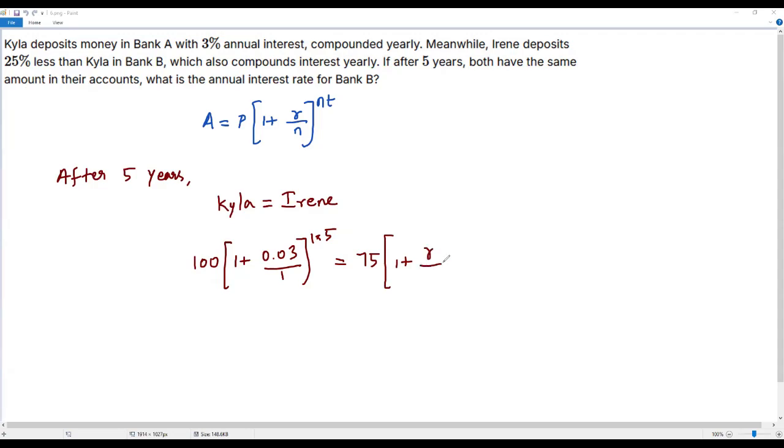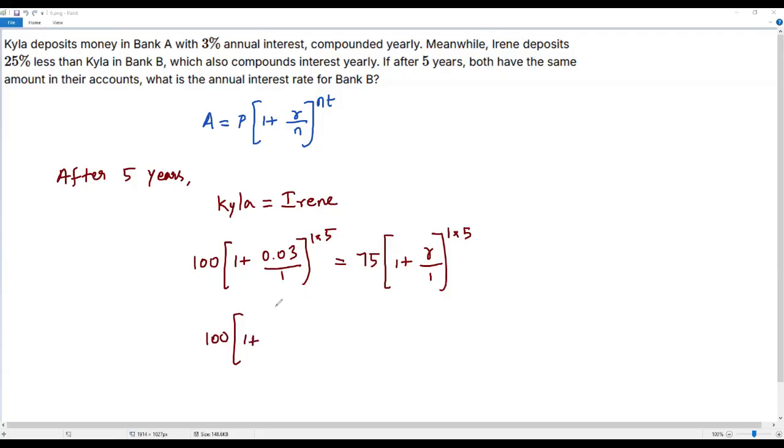So we can write R as it is, and N represents the number of times interest is compounded per year. For bank B also, the interest is compounded yearly. That is, once in a year the interest is compounded. So we plug in N equal to 1, and T is the time period, that is 5 years.